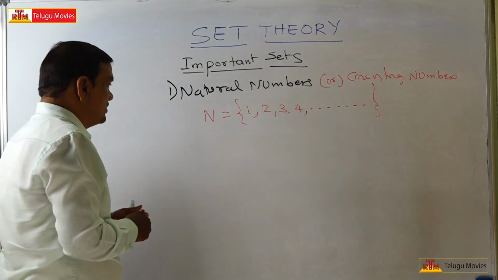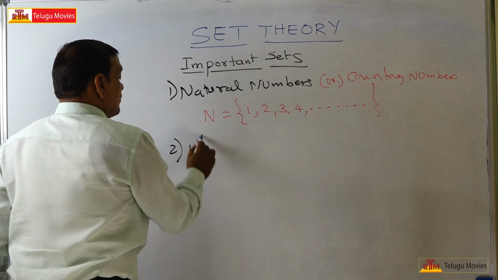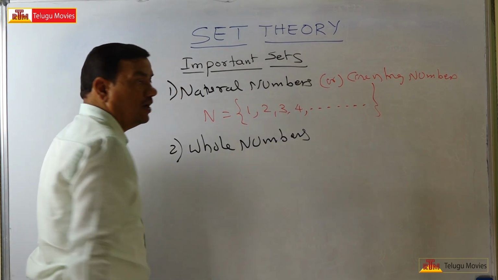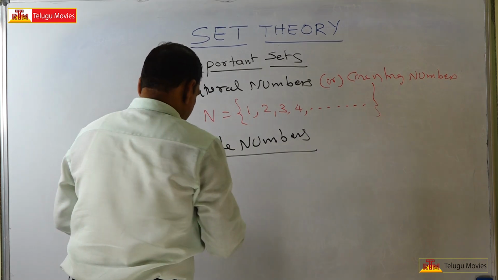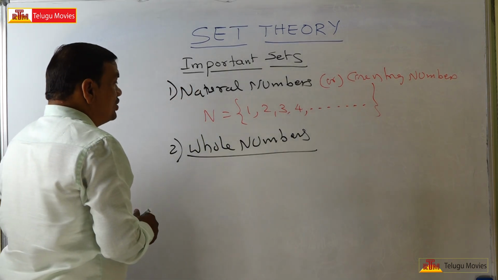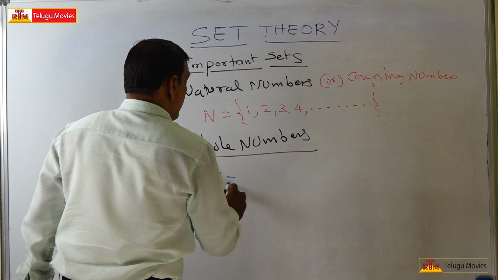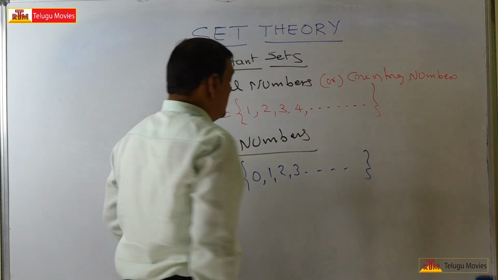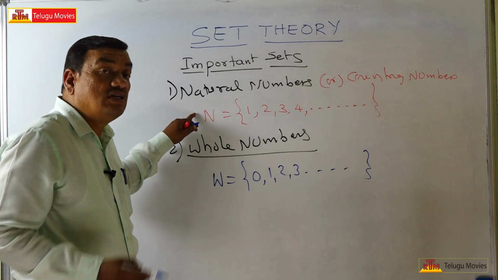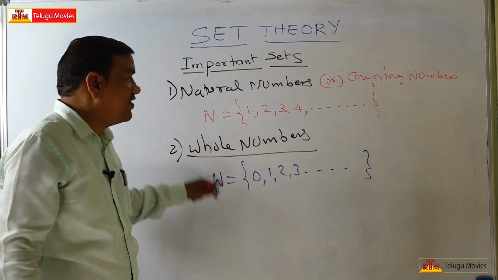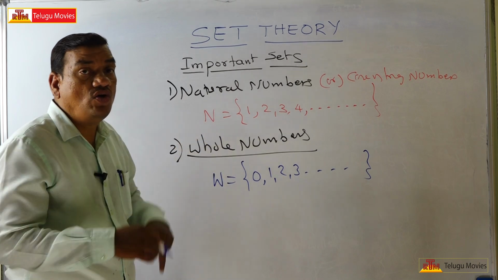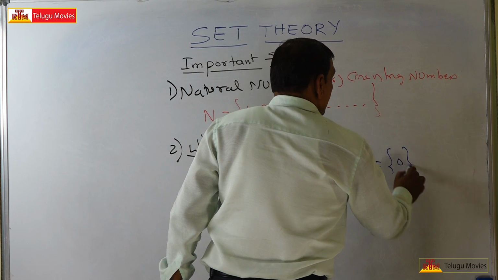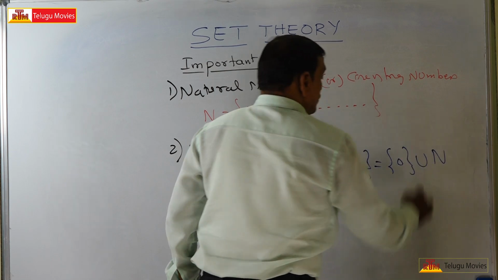The next set is whole numbers. The set of whole numbers is denoted by the letter W and is given by 0, 1, 2, 3, and so on to infinity. That means the set of natural numbers together with 0 we call whole numbers. This is also sometimes written as the set {0} union the set of natural numbers.